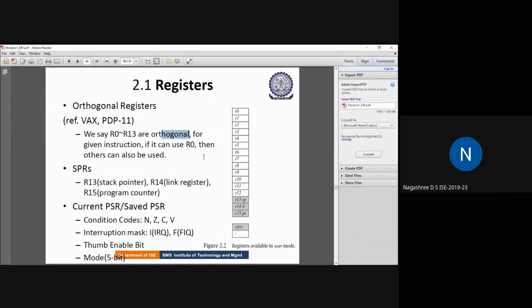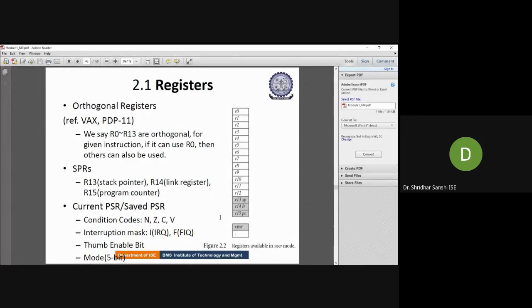The same operation can be performed on this register. Yeah, correct. Whatever operations we can perform in any of the registers between these, the same operation can be done with any other register. So that's why we call it orthogonal.